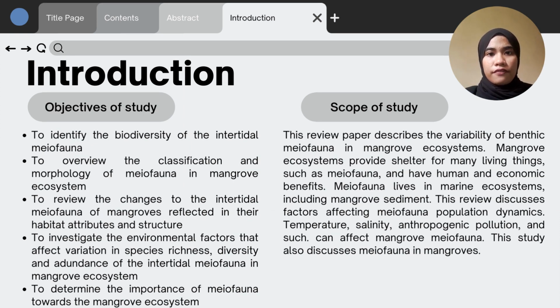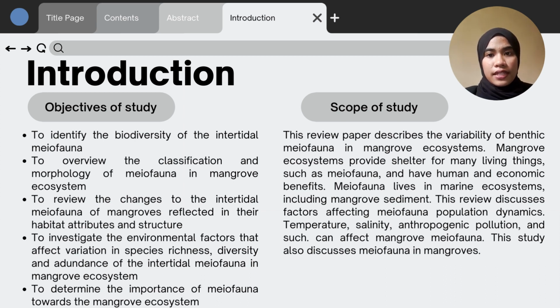For objective of study, first, to identify the biodiversity of the intertidal meiofauna. Second, to overview the classification and morphology of meiofauna in mangrove ecosystem. Third, to review the changes to the intertidal meiofauna of mangrove reflected in their habitat attributes and structure. Next, to investigate the environmental factors that affect variation in species richness, diversity, and abundance of the intertidal meiofauna in mangrove ecosystem. Lastly, to determine the importance of meiofauna towards the mangrove ecosystem.